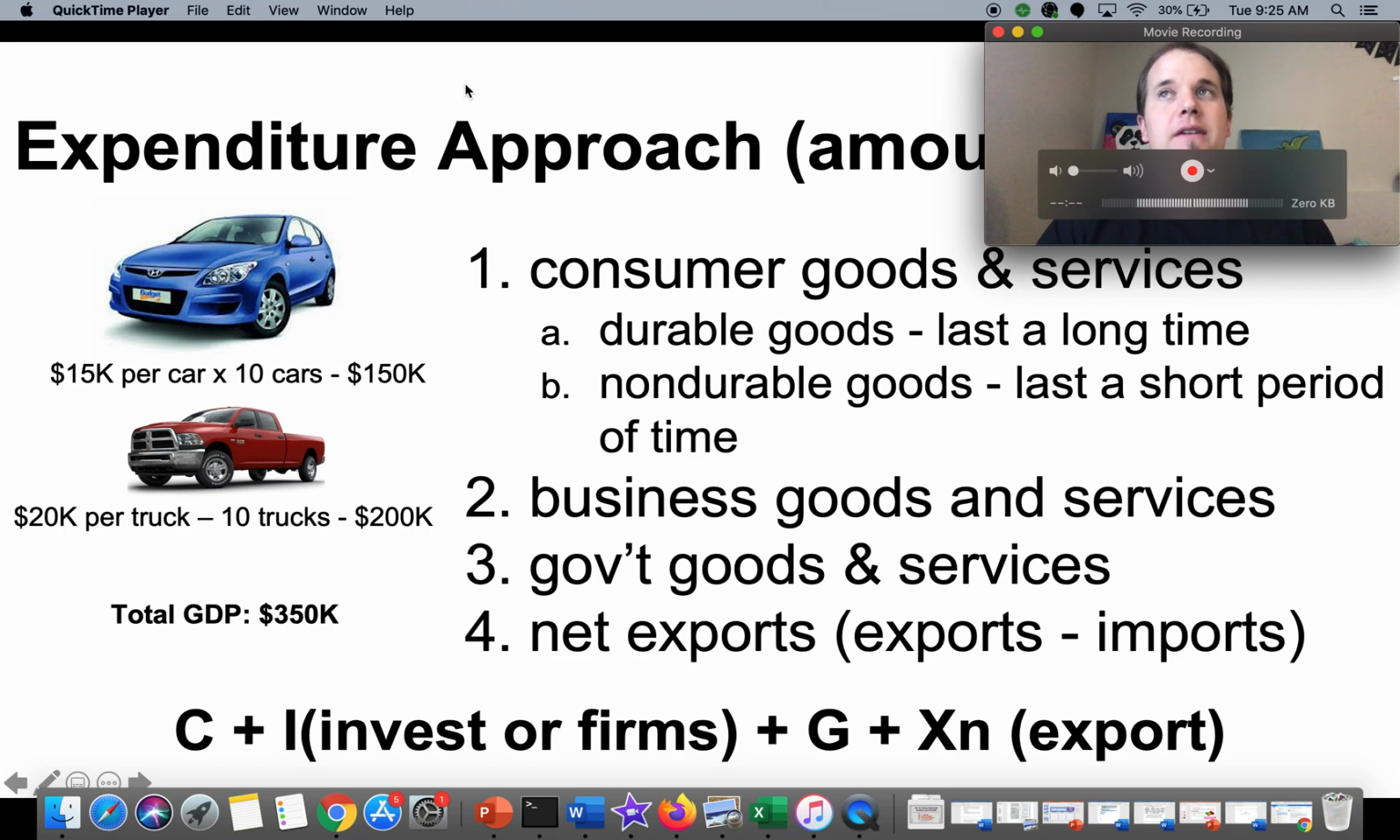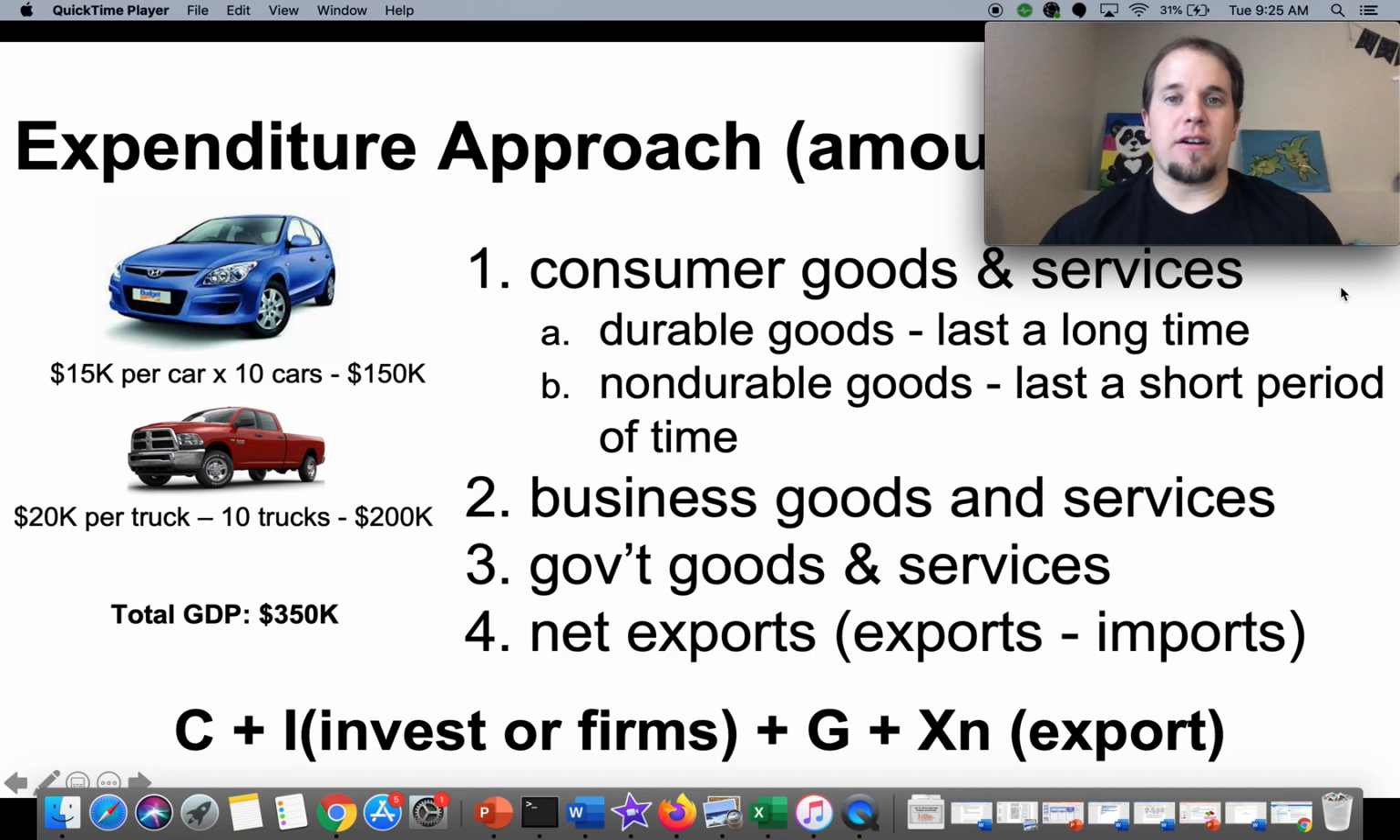So these are the big four categories when it comes to the expenditure approach. Anything that is spent throughout this year is considered part of that expenditure approach.